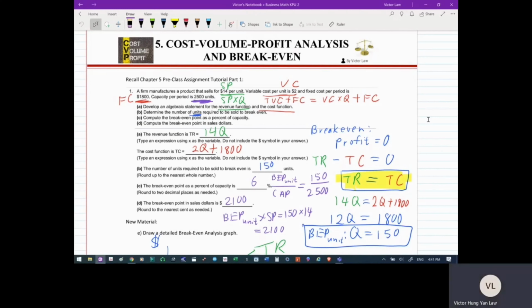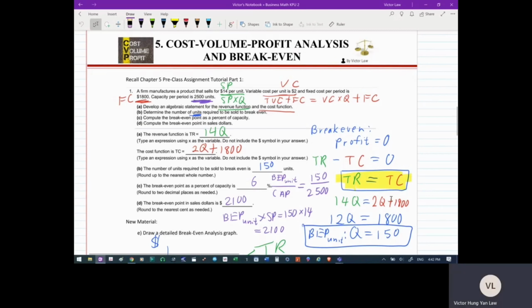And basically just a recap of what we have in this question: the total revenue function is 14Q, and the total cost function is 2Q plus 1800. So that's your total revenue, 14Q, total cost is 2Q plus 1800. And we know that at the break-even point, profit equals 0. So profit equals total revenue minus total cost, and that equals 0 at the break-even point. So what that means is that at the break-even point, total revenue equals total cost.